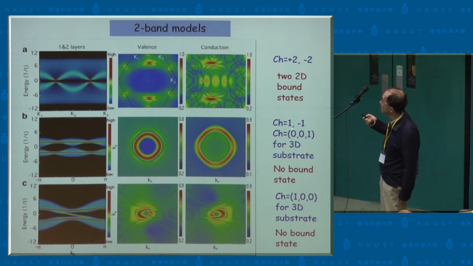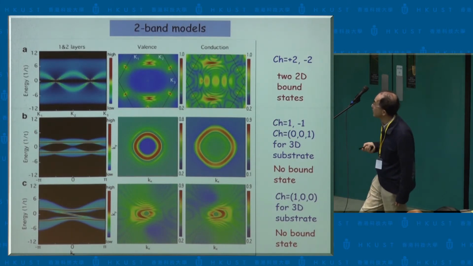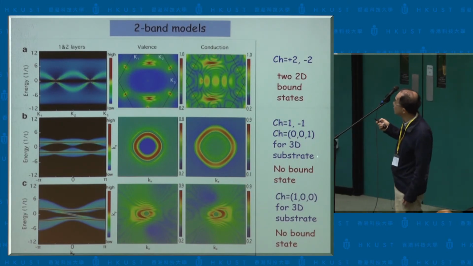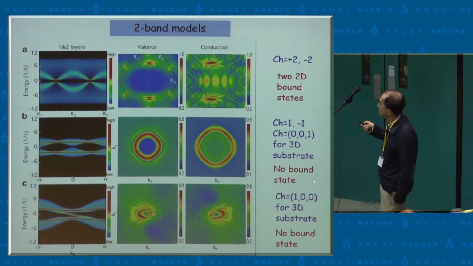You have the sigma yz and zx and sigma xy. So you can define the 3 set of the Chan numbers for the 3D substrate. And we have 0, 0, 1. You have just a stack of the 2-dimensional quantum systems.